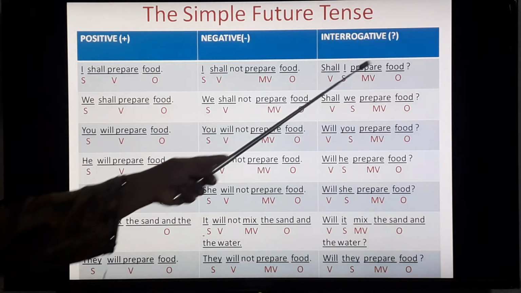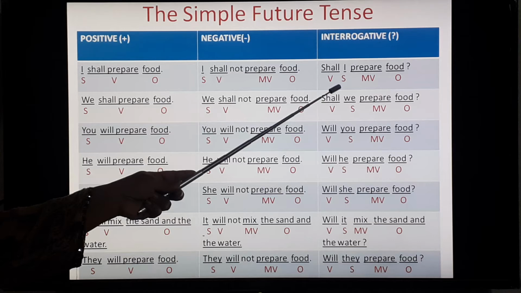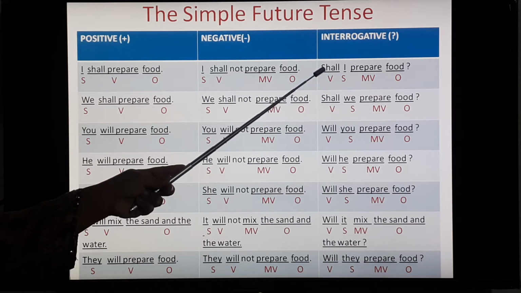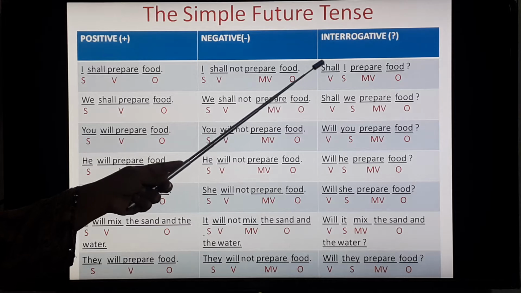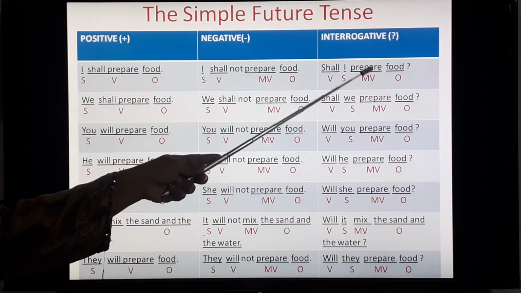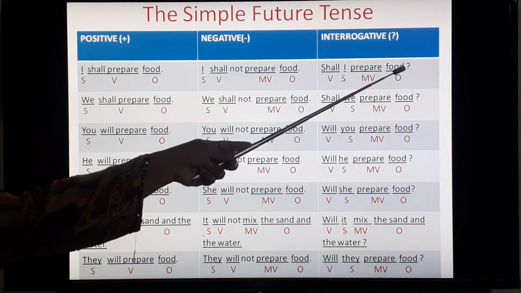Interrogative: shall I prepare food? Here you have to change the place of auxiliary verb and subject. So here first shall will come, or if you want to use will, you can. Shall, that is verb, I subject, prepare V1 form, that is main verb, food object, put question mark.